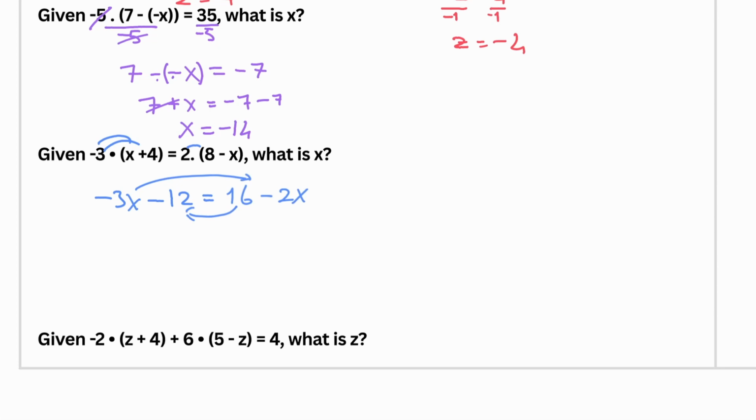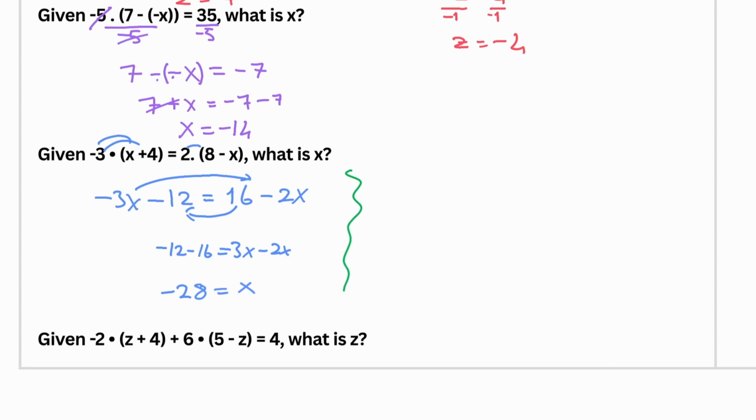So let's do that. Negative 3x would become positive 3x. So 3x minus 2x would equal to 16 would become negative 16. Negative 12 minus 16. Now, so we're getting a little bit closer. Let's continue. Negative 12 minus 16 would give us negative 28. And 3x minus 2x is x. So we just found it. x equals negative 28.